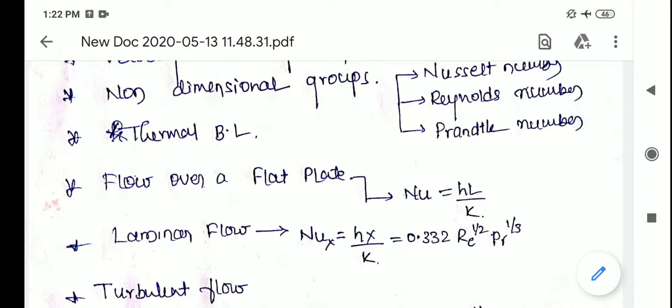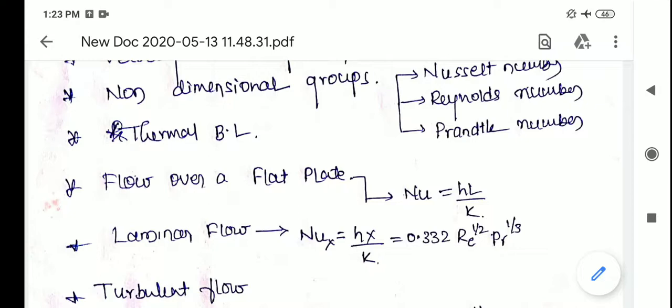Next one is the Prandtl number. It is the ratio of the molecular diffusivity of momentum to the molecular diffusivity of heat, that is mu into Cp divided by k. So Pr is a measure of the relative thickness of the velocity and thermal boundary layers, where the fluid properties are: mass density in kg per meter cube, dynamic viscosity, thermal conductivity, specific heat capacity, kinematic viscosity, and thermal diffusivity.